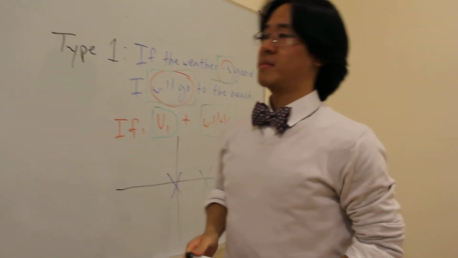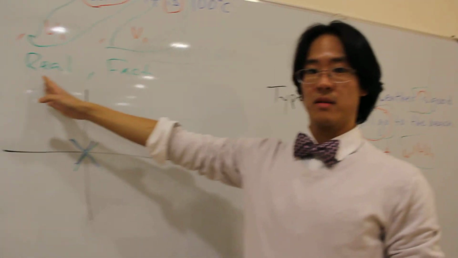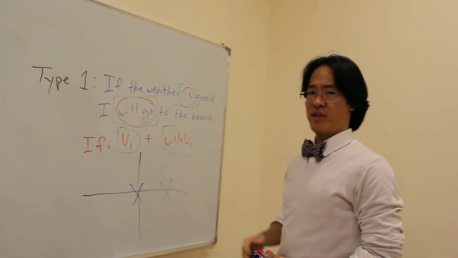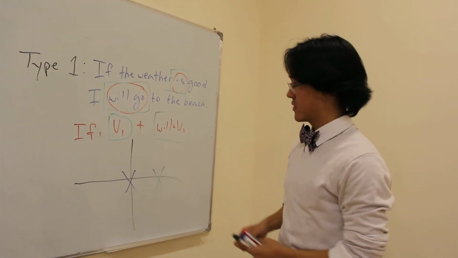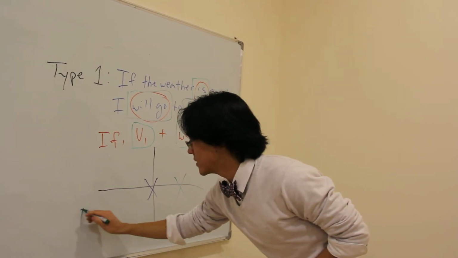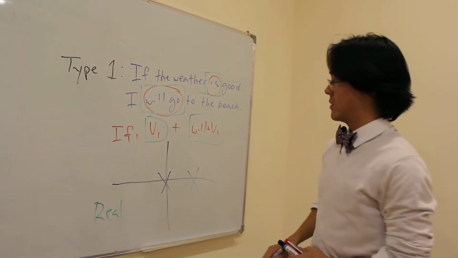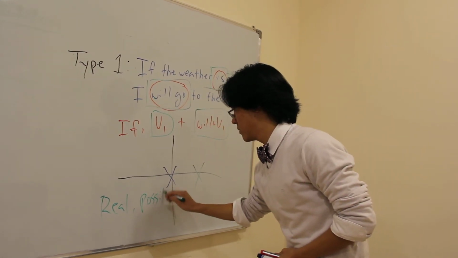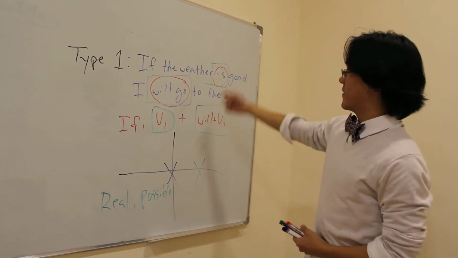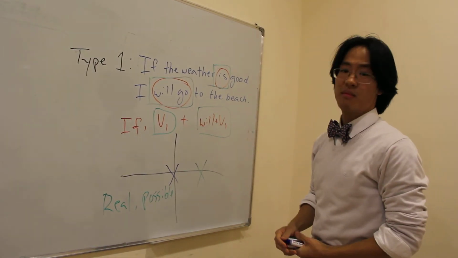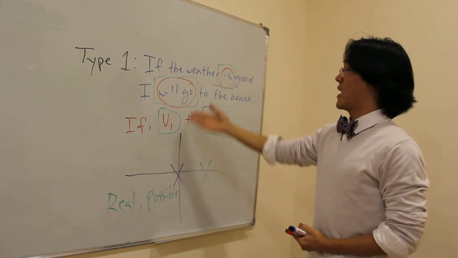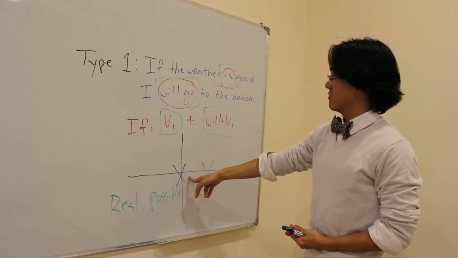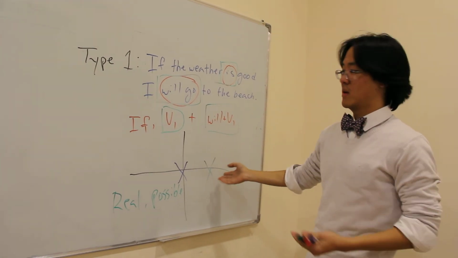Now, for type 0, we said that it is something that's real and it is a fact. For type 1, do you think this is real? Of course. For type 1, not only is it real, but it's also possible. If the weather is good, I will go to the beach. Maybe I will, maybe I won't. Maybe I will go to the cinema, or maybe I will go to the park. But it's something that is real, and it's possible. Maybe you will go, maybe you will not go.